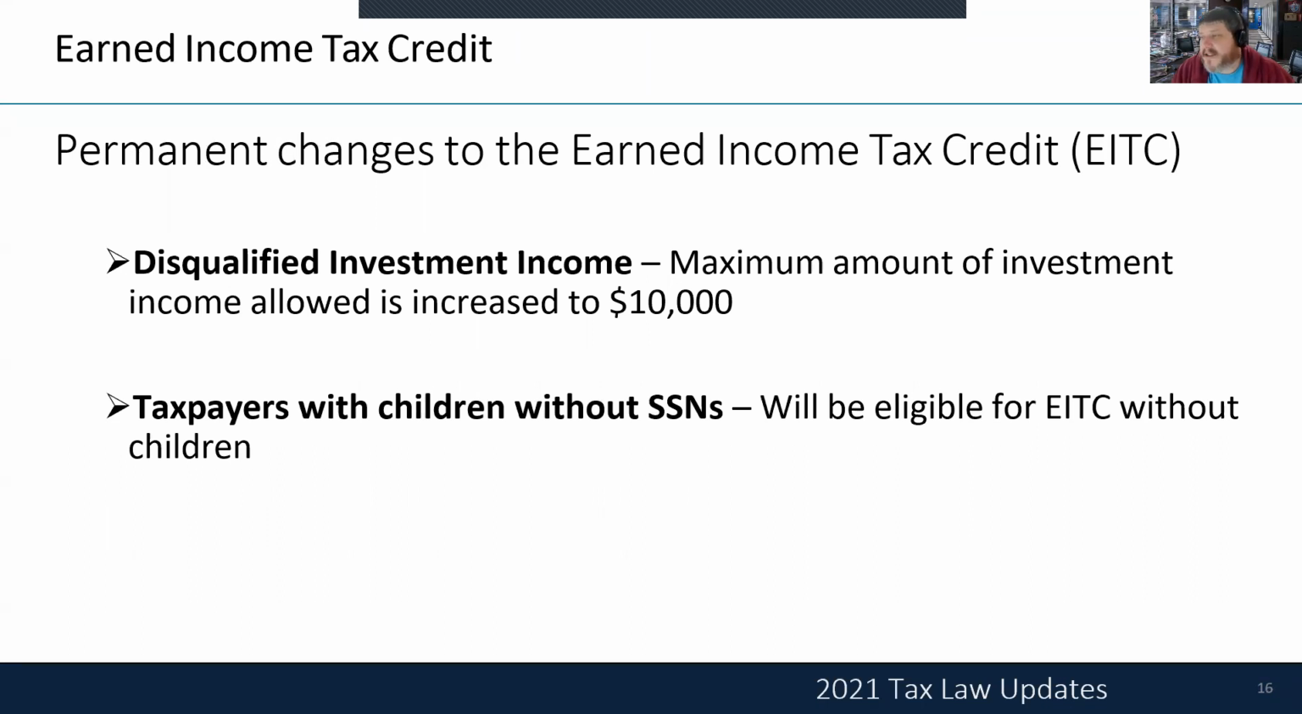Okay, so taxpayers with children without SSNs will now be eligible for EIC without children. So let me explain that a little bit. The taxpayer has an SSN, but the dependents have ITINs. Previously, that disqualified them for qualifying for EIC. The law has changed. They can qualify for EIC, but not for the dependents. They qualify for EIC for themselves as someone who is qualifying without children. Does that make sense?